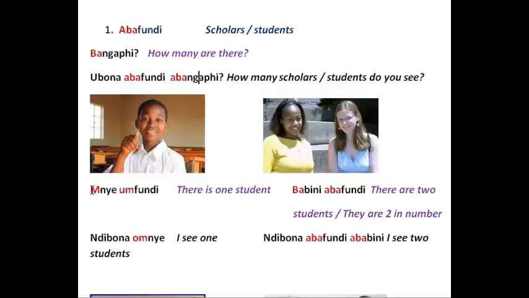So, looking at one student, mnye, because you are counting an umfundi. Mnye umfundi. Ndibona umfundi omnye. I can only see one. So there is one, and I can see one. Babini abafundi. They are two in number. Ndibona abafundi ababini.